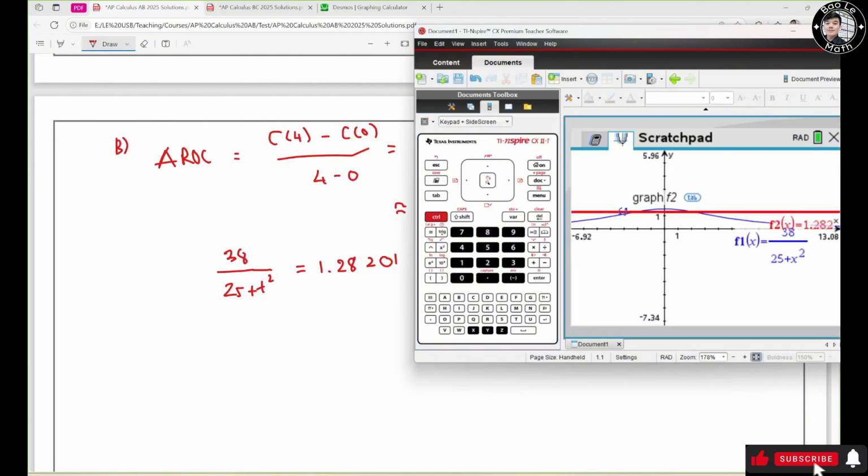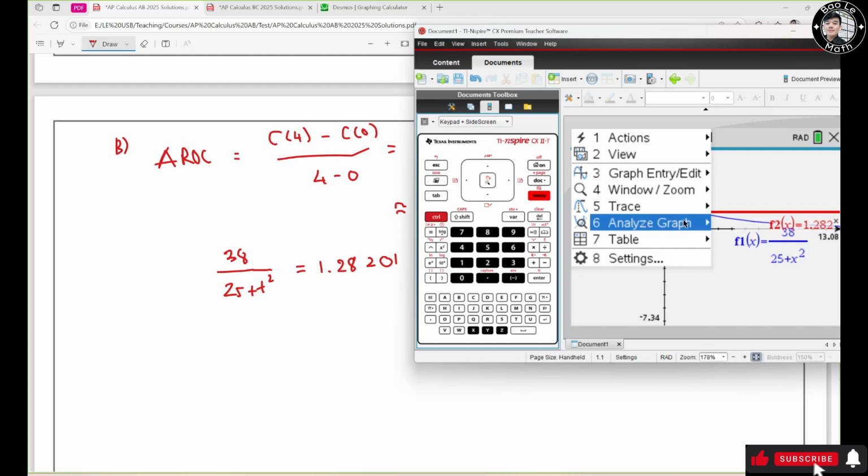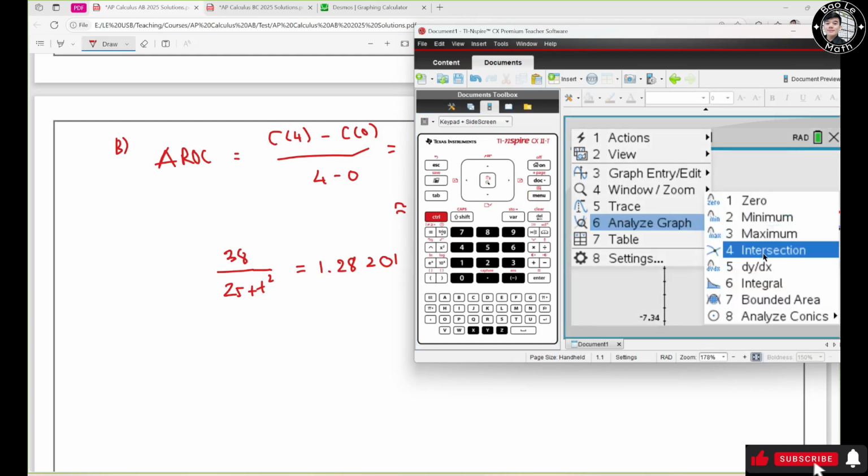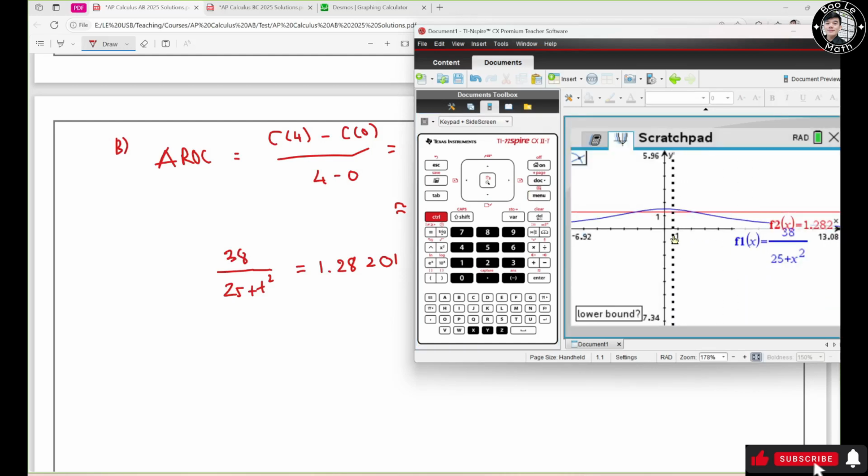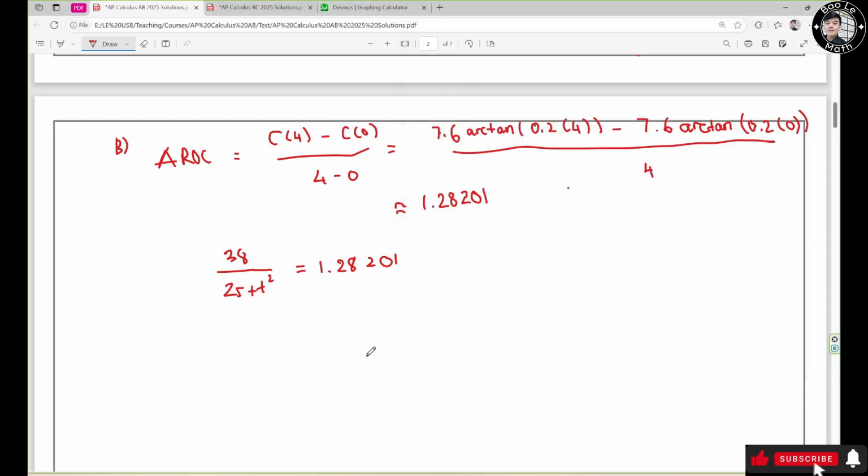Now remember the interval is from 0 to 4, so you need to find the intersection. It should be right here. So you need to hit menu, number 6, analyze graph, and intersection right here. Move to the left of the intersection, hit enter, move to the right, hit enter. So the answer should be 2.154 right here. So t equals 2.154 weeks.